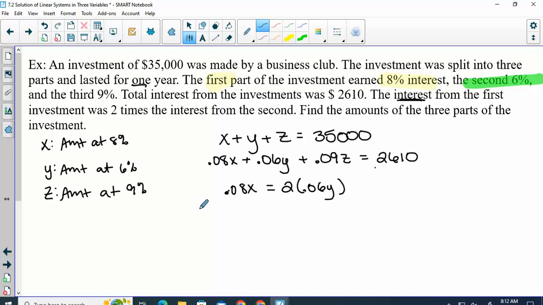Go ahead and solve the bottom equation for x. Okay, all right, we can do that. So if I want to get x by itself here, we have 0.08x equals 0.12y. So then we are solving for x. If we divide by the 0.08, that gives us 3/2 y.